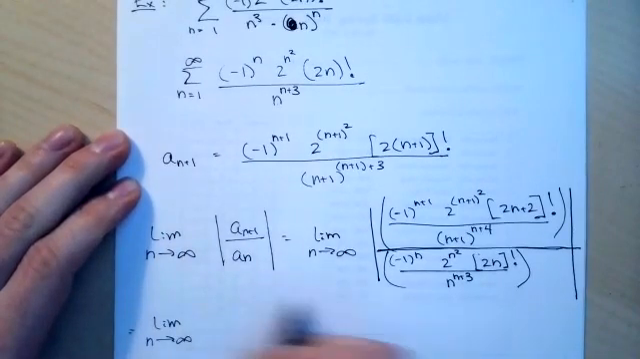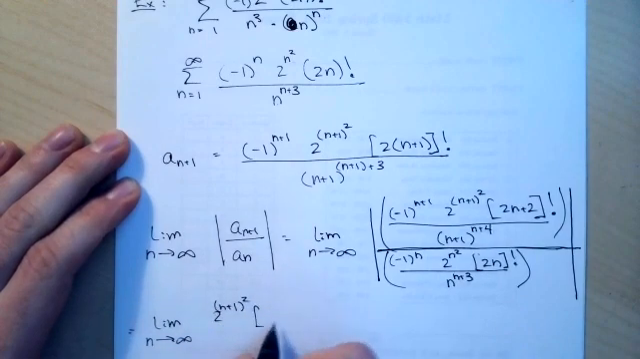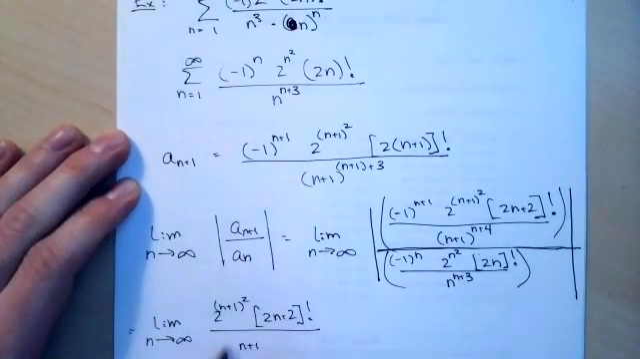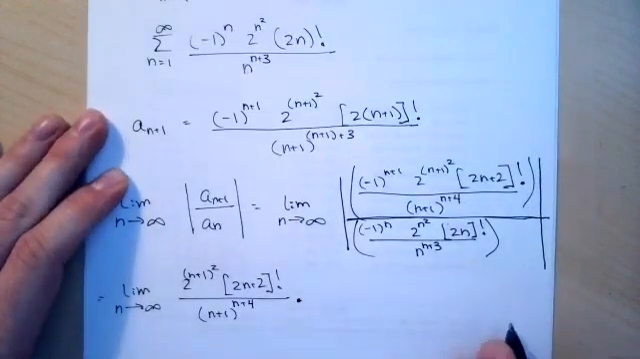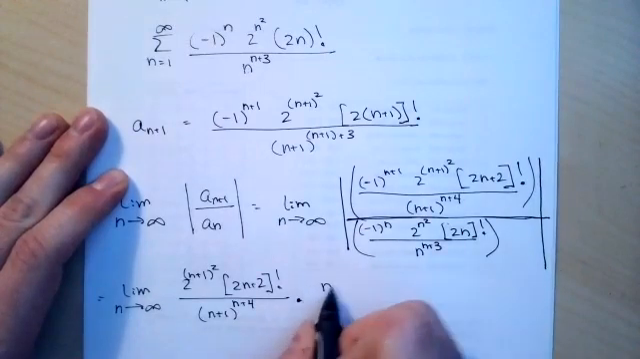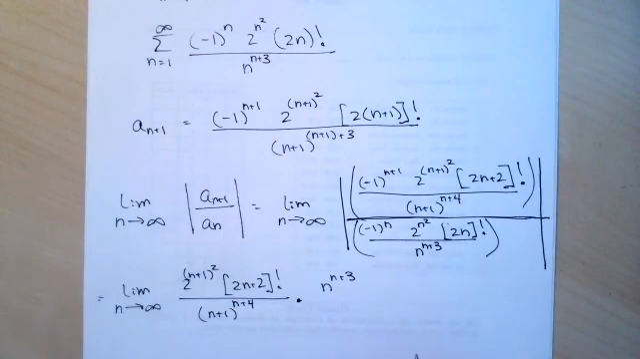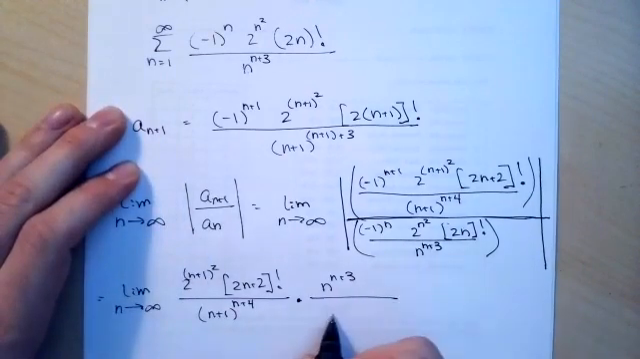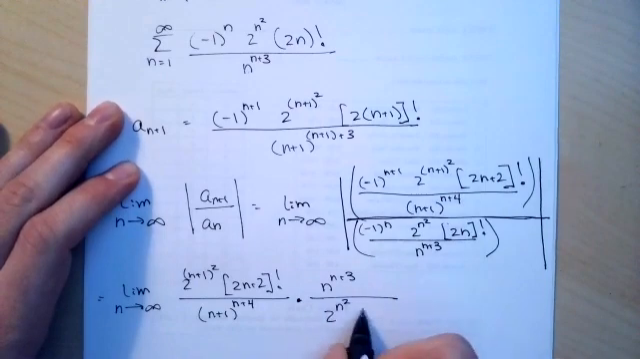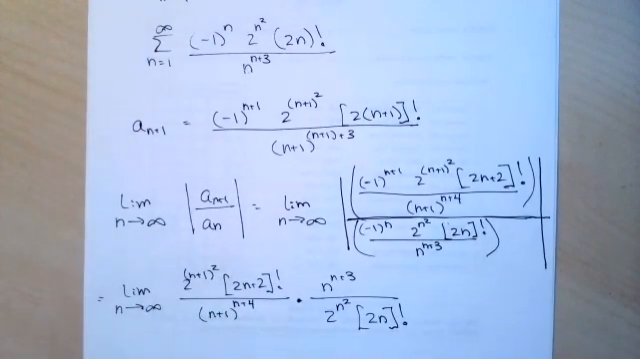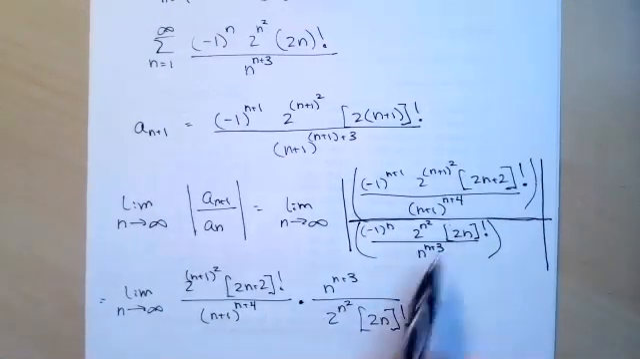the ratio test. So let's go ahead and write it out as 2 to the n plus 1 squared, 2n plus 2 factorial, divided by n plus 1 to the n plus 4, times n to the n plus 3, divided by 2 to the n squared and then 2n factorial. So all I did was take the reciprocal of the denominator here.